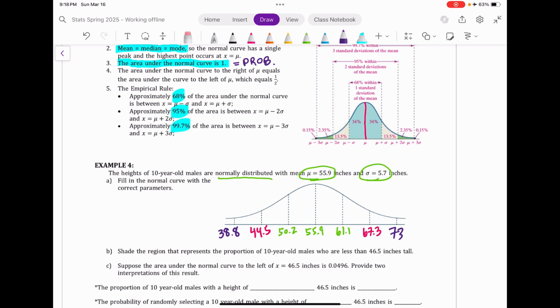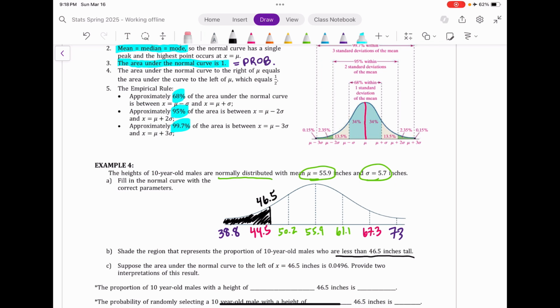Okay, so part B, shade the region that represents the proportion of 10-year-old males who are less than 46.5 inches. Okay, so that'd be about right here. We're just trying to estimate it. I'm just going to label it up top because I'm running out of room on the horizontal axis. And since we're looking at the proportion of less than, we want to shade to the left of that value.